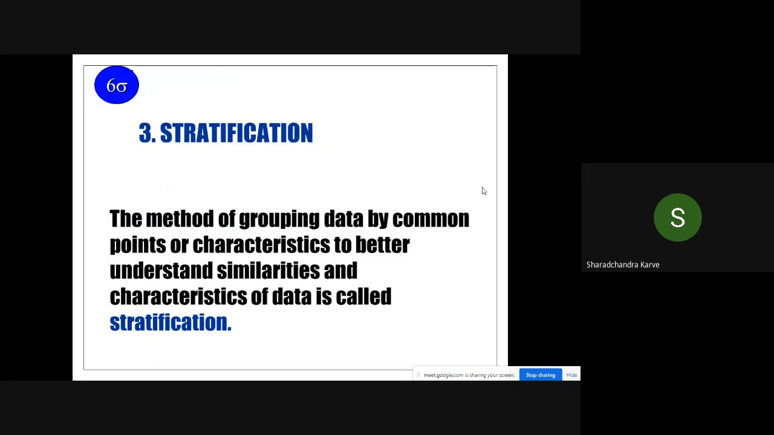So the next tool is stratification. Basically, stratification is a method of grouping data on common points, or rather, I will call it slicing data in different ways. Now, the whole of analytics today, which is very popular in IT, is based on a stratification tool.